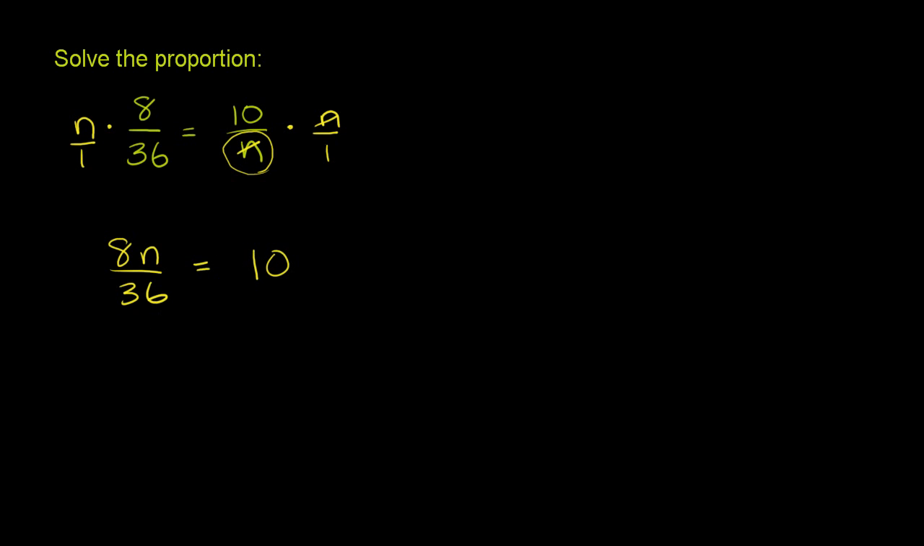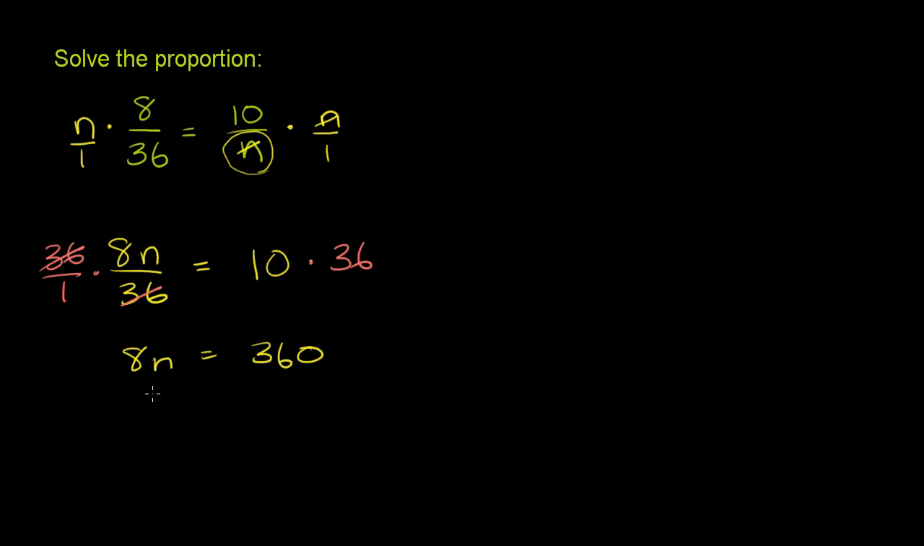Now we can multiply both sides of this equation. To really get rid of that 36 in the denominator, we can multiply both sides by 36. Or you can imagine by 36 over 1. Either way, 36 over 1 is the same thing as 36. This 36 cancels out with that 36. And the left-hand side, we have 8n. And the right-hand side is equal to 10 times 36, which is 360.